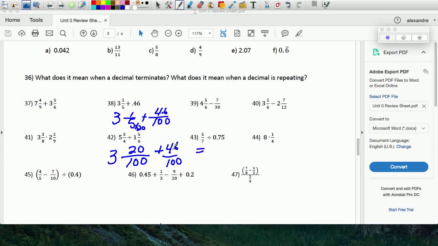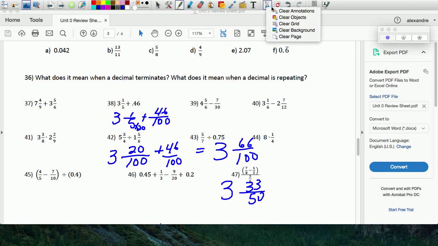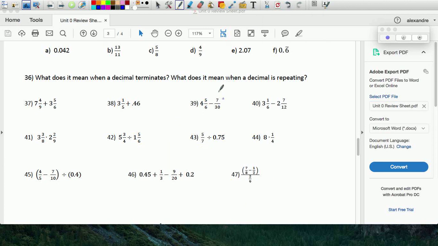I have nothing to add with my whole number, so I'm going to leave the 3. But my fractions have denominator 100. And 20 plus 46 is 66, which can be simplified. I'm going to divide top and bottom by 2, so I get 33 over 50. Your choice. Now these two are decimals, so I'm going to change them both to a fraction.